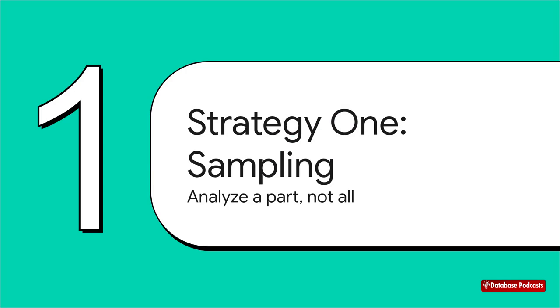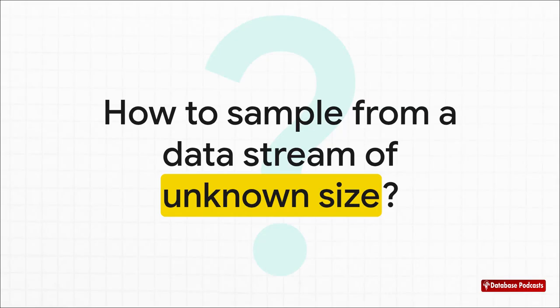The idea itself is pretty simple, something we all get. You don't need to drink the entire ocean to know that it's salty. You just take a small sample and you analyze that instead. But here's the catch. The big one. Normally, when you take a sample, you know how big the whole thing is. But with a data stream, it might as well be infinite. You have no idea when it's going to stop or how much data is coming. So how do you pick a random sample from everything when you don't even know what everything is?